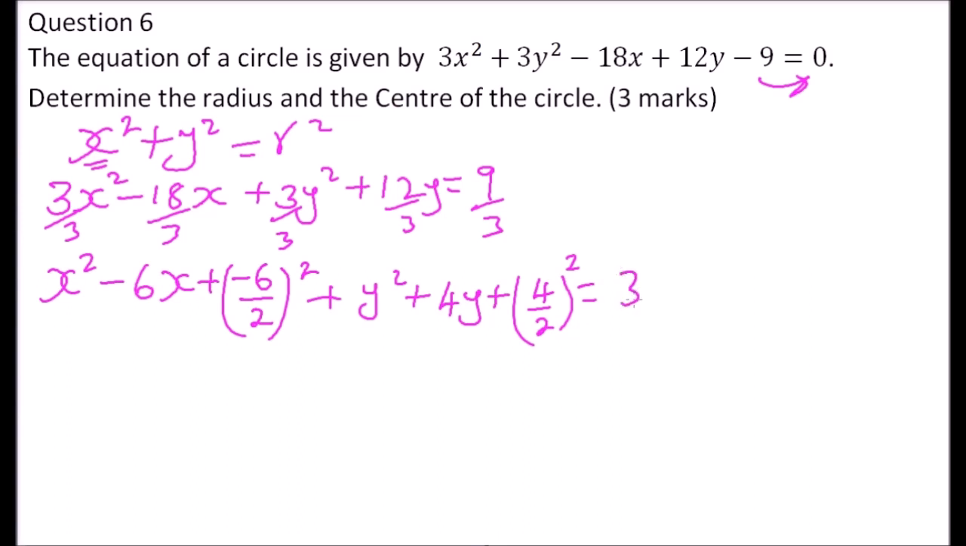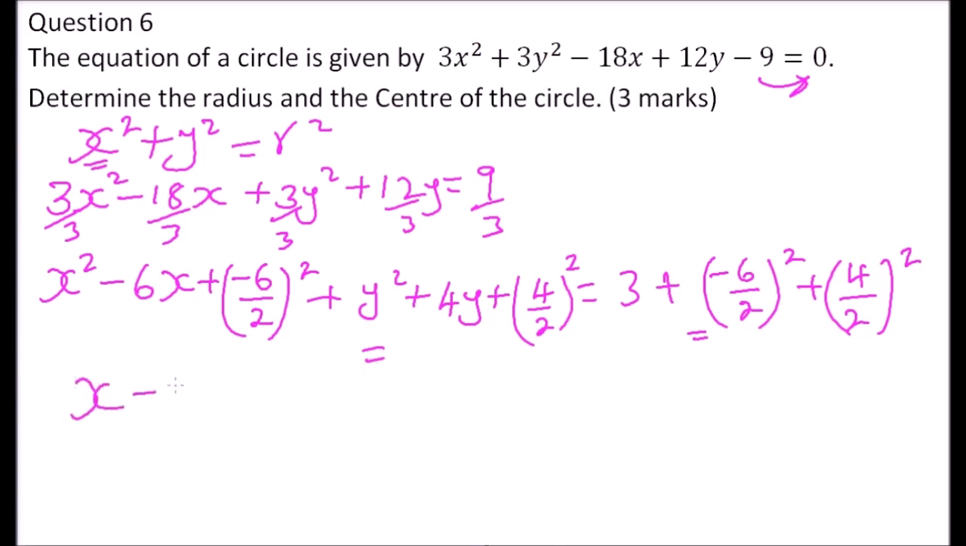Then whatever you do to this side, you also do to the other side so that you balance your equation. So we are going to add minus 6 over 2, squared, which we have added to the terms of x, plus 4 divided by 2, squared, what we have added to the y terms. So this will give us a perfect square of x minus 3 squared. And then we have the y.